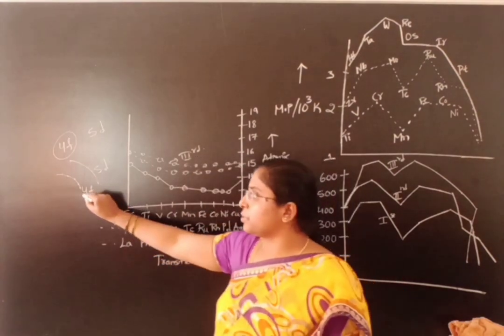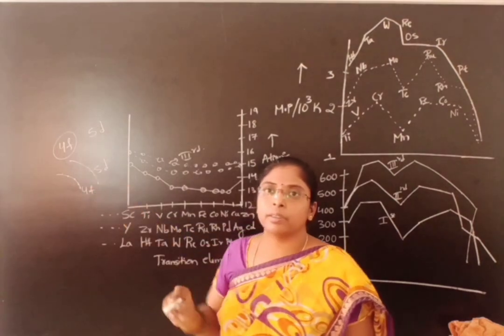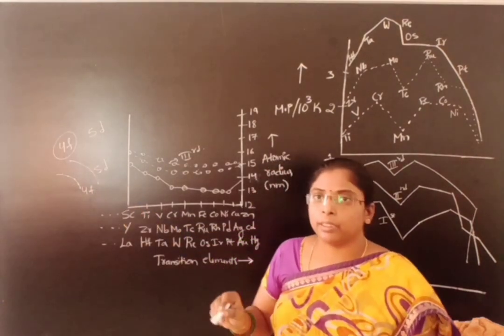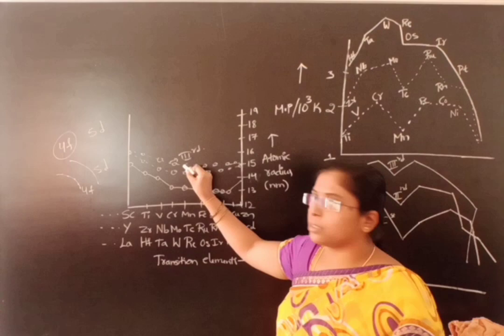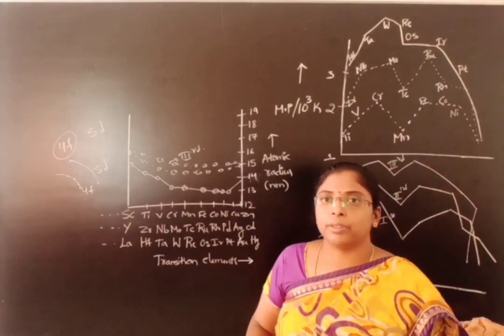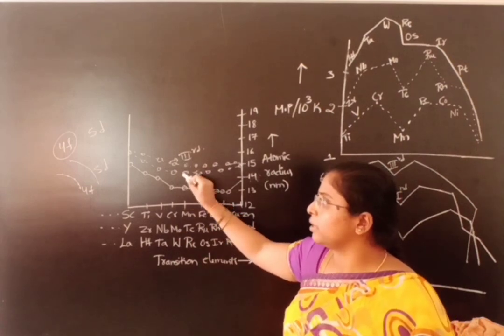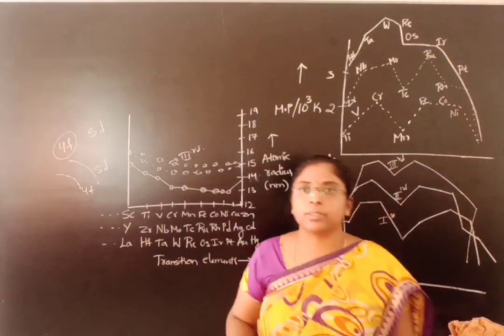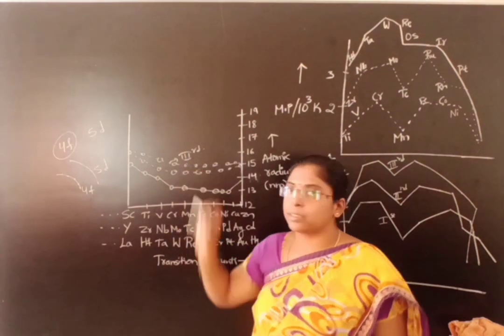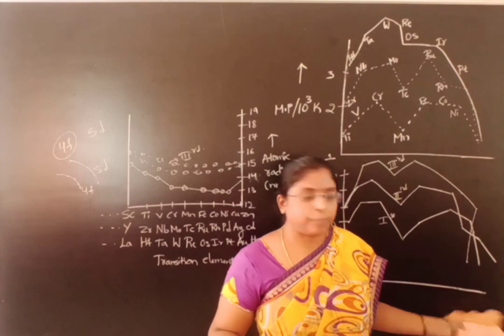Because of the filling of the 4f orbitals before the 5d, there is a regular decrease in the atomic and ionic radius in the third transition elements, and this steady decrease in atomic and ionic radius is known as lanthanide contraction. Because of lanthanide contraction, the second as well as third transition series have a similar atomic as well as ionic radius.